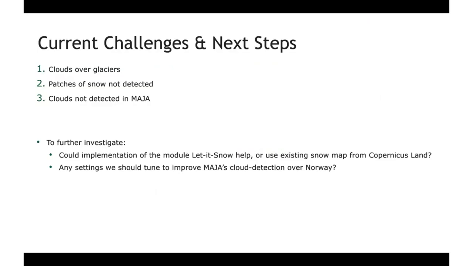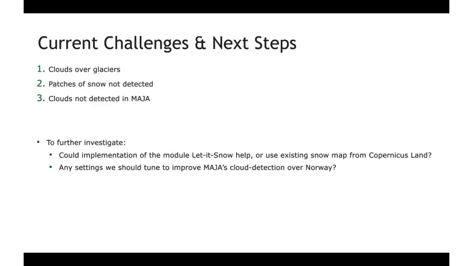I hope it will be nice to discuss or share these ideas we would like to investigate further, to see if we can look more closely at the snow cover detection algorithm in MAJA, and maybe the Let It Snow algorithm could be a further step to look into. Or almost like a question to the audience here: are there any settings we should tune to improve MAJA cloud detection over Norway?